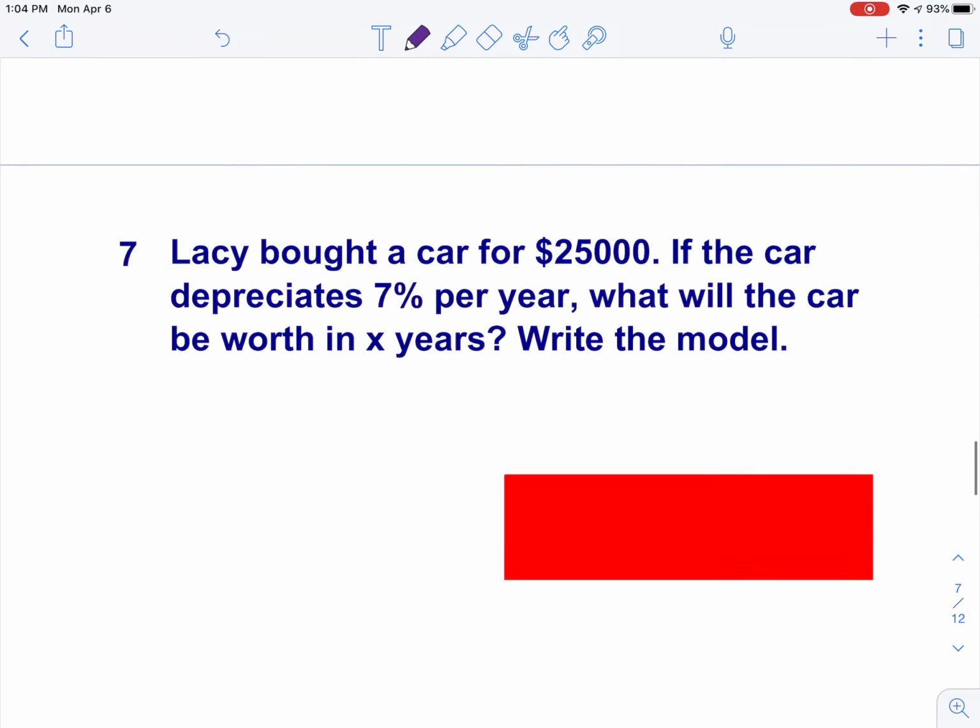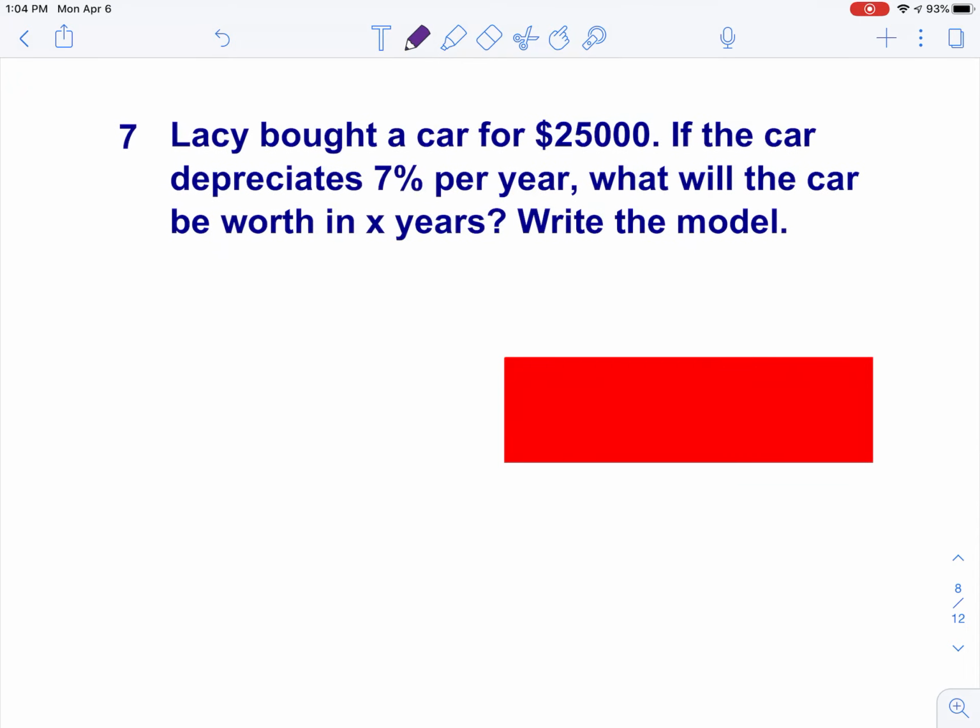All right, here we get to the word problems. On this one, it says Lacey bought a car for $25,000. If the car depreciates, so we need to figure out, what does depreciate mean? Well, depreciate means goes down. 7% per year. What will a car be worth in x years? And we're going to write the model for this.